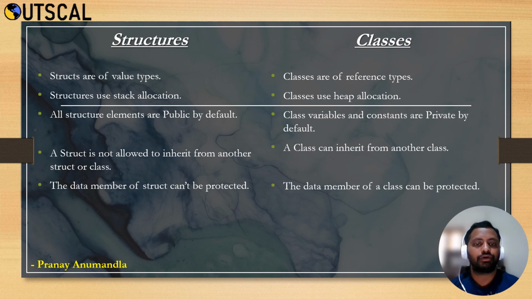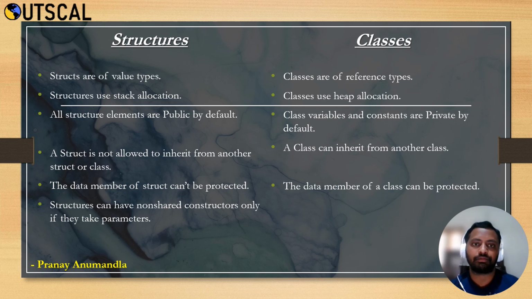Structs cannot support inheritance. Classes can support inheritance, and data members of a struct cannot be protected. We can define access specifiers like protected, public, private. Structure data members cannot be defined as protected. Classes can be defined as protected.